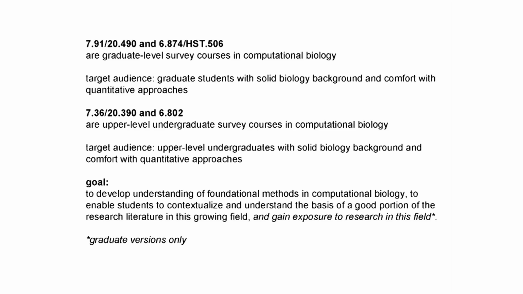The undergrad course numbers: this is an upper level undergraduate survey course in computational biology, and our target audience are upper level undergraduates with solid biology background and comfort with quantitative approaches. So there's one key difference between the graduate and undergraduate versions, which I'll come to in a moment.